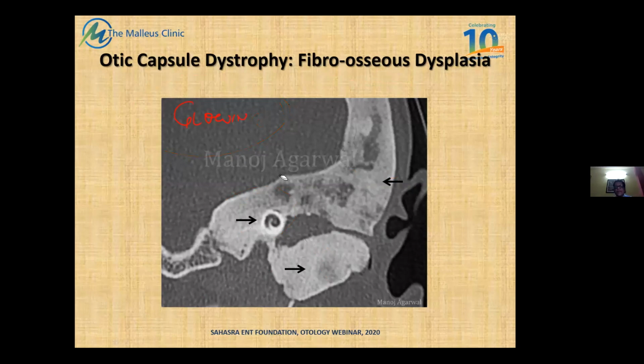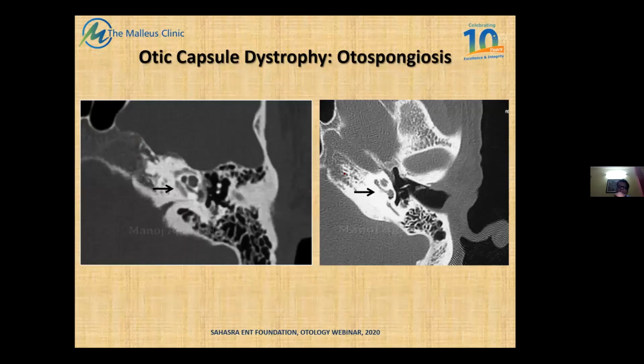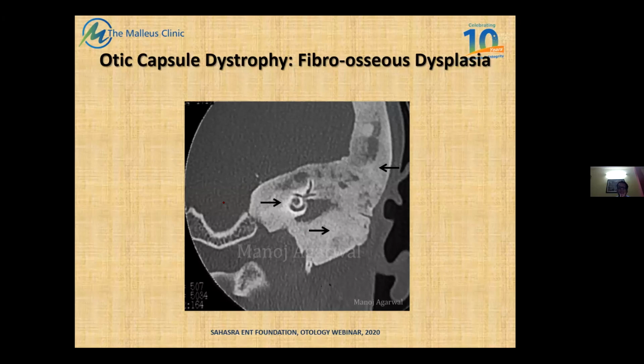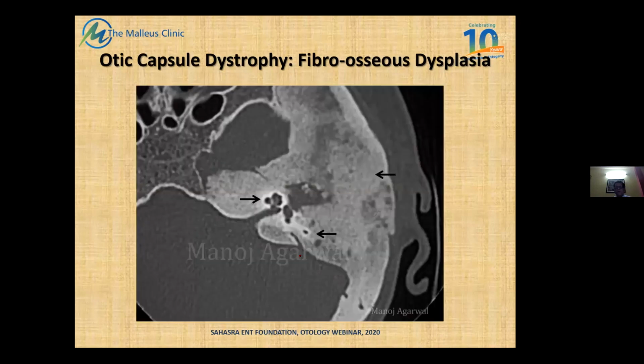Compared to the previous appearances of the mastoid cortex, this is the typical ground glass appearance, which is so characteristic of fibro-osseous dysplasia. This is fibro-osseous dysplasia. You can see it around the three turns of the cochlea and around the vestibule and the internal auditory canal, with overall thickening of the temporomastoid complex. See the glowing cochlea. This is called the typical glowing cochlea sign of fibro-osseous dysplasia.